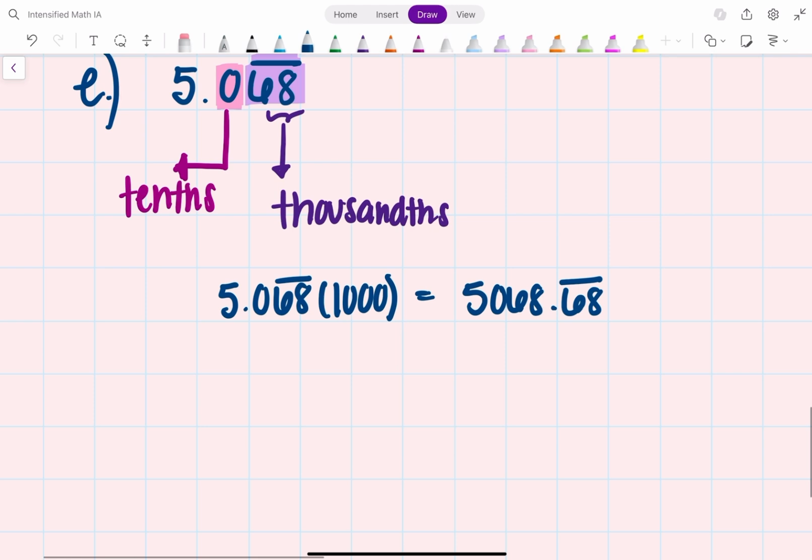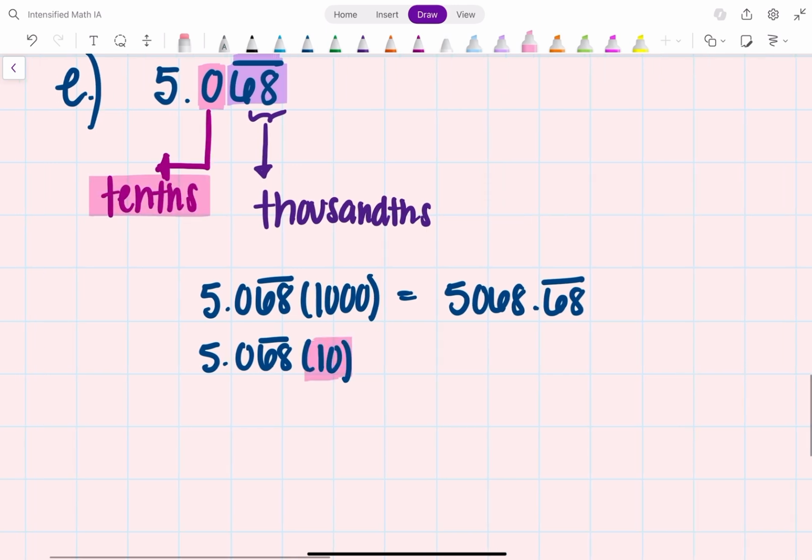Same idea in this case, guys. I have 5.068, and I'm going to multiply that by 10. Once again, guys, if you're not sure where we're getting these from, the 0 is in the tens place value, so that's why I multiplied by 10 here. And the 68, or more specifically, the 8 is in the thousands, so that's why I multiplied by 1,000 here.